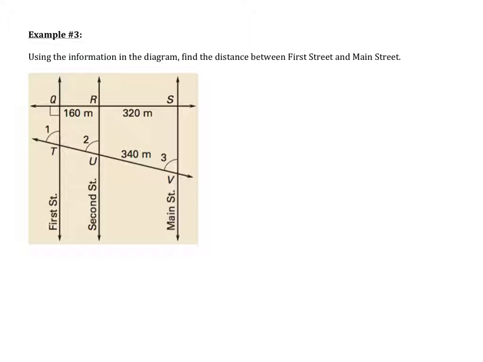So here's example number 3. Using information in the diagram, find the distance between First Street and Main Street. So here's First Street and Main Street. We want to know the distance between those from here to here. So if you notice, we have 3 parallel lines cut by 2 transversals. So that means that 160 over 320 would be equal to this length, x, over 340.